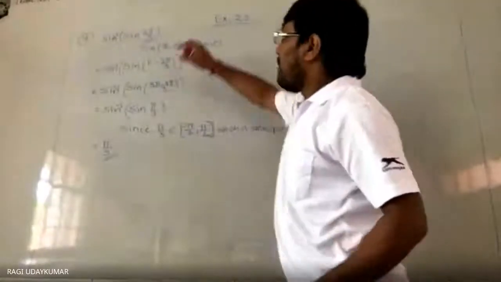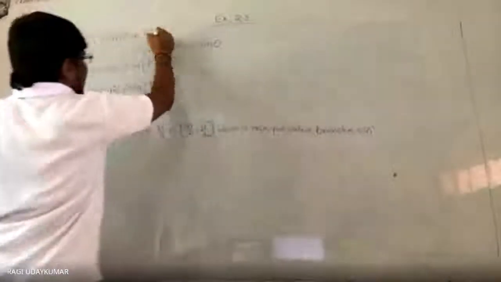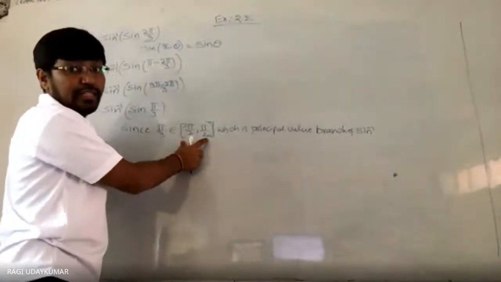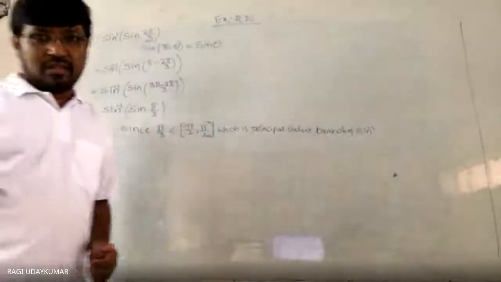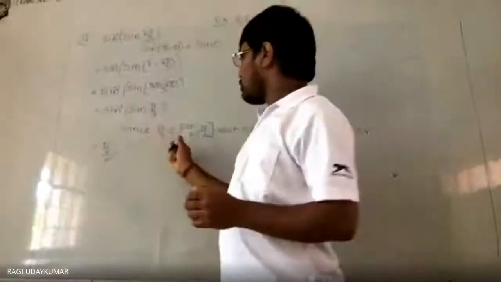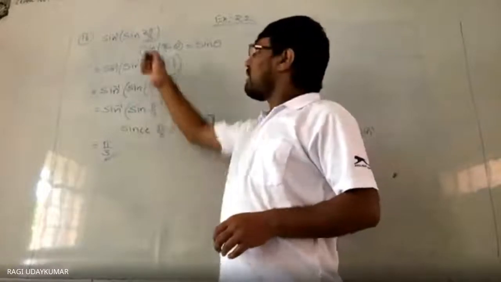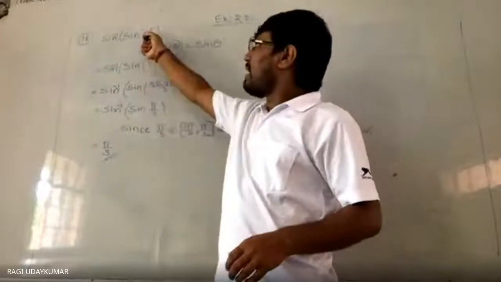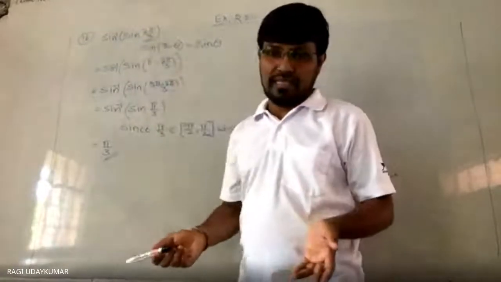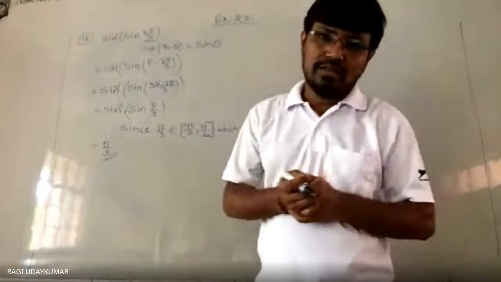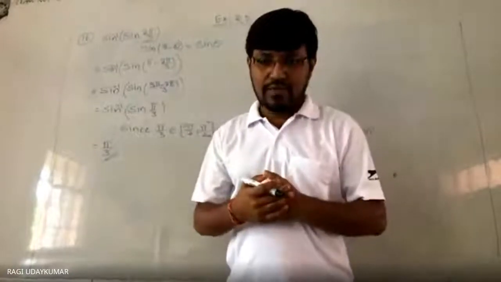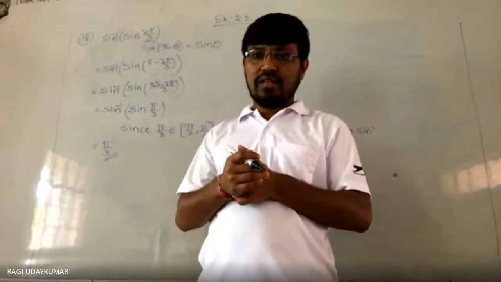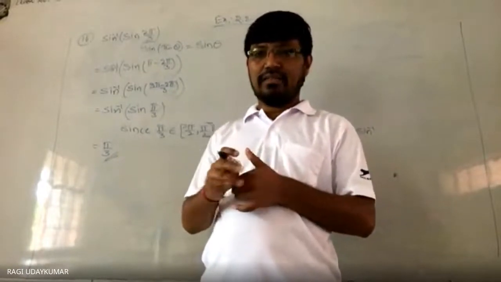See here, this 2π/3 does not lie in this interval. It should lie between this principal value branch. If it lies in this interval, then you can directly write this value as 2π/3. 2π/3 is nothing but what? 120 degrees, if you write it in degrees, because π/3 is 60 degrees, and 2 into 60 is 120 degrees.